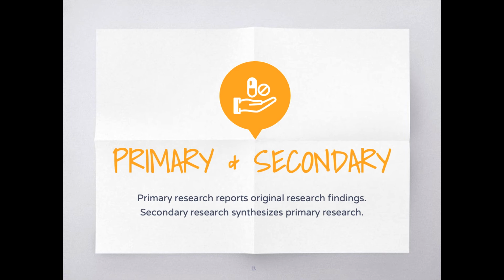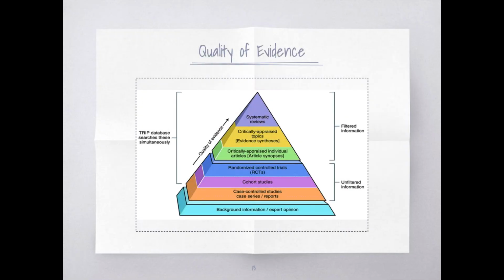Secondary literature synthesizes, filters, and evaluates the primary literature. Evidence is graded for quality based on its design. So some studies are designed to reduce the incidence of bias, and these studies or evidence types appear near and at the top of the evidence pyramid.